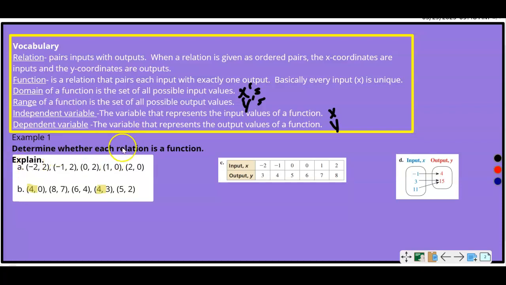All right, determine whether each relation is a function. To determine whether it's a function, we need to look at the x values. If all the x's are unique, if all the x's are different, that means it is a function. So A part: -2, -1, 0, 1, 2. Those are all unique. So this one is a function.